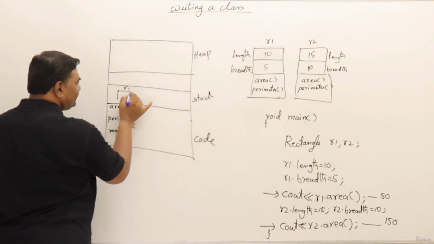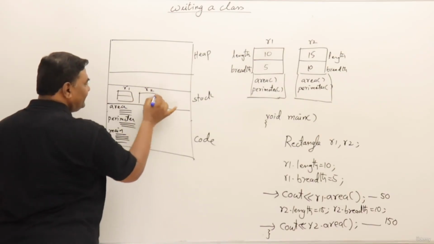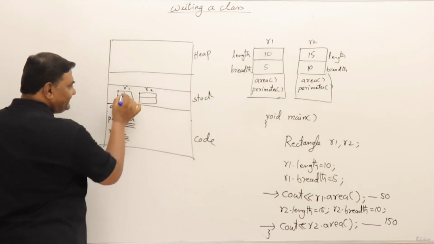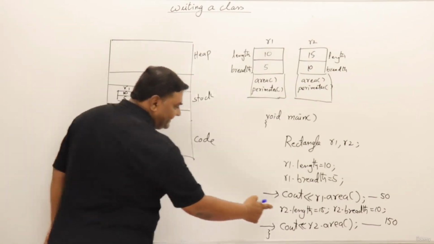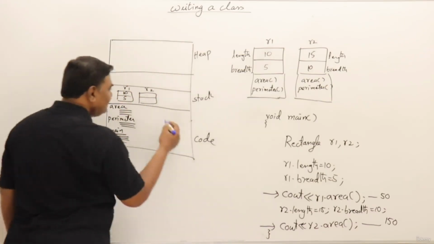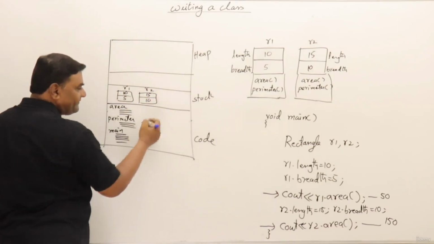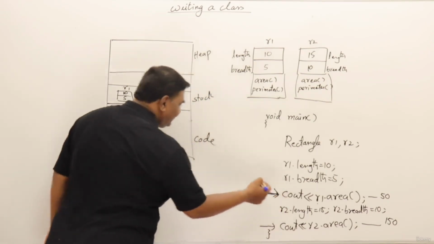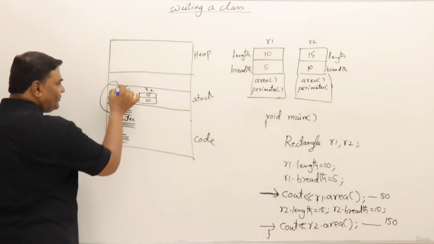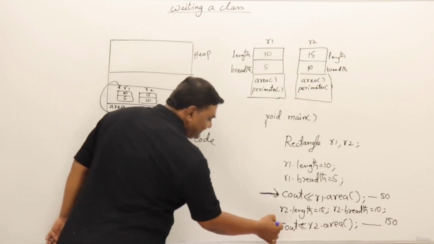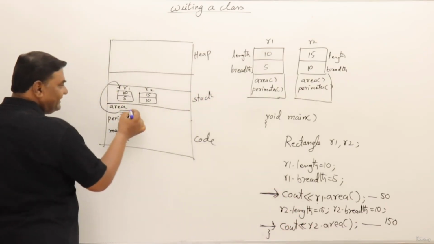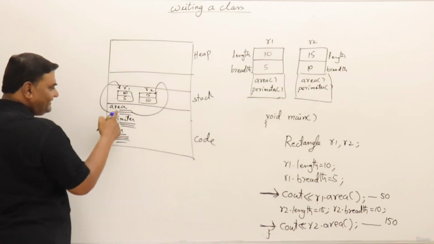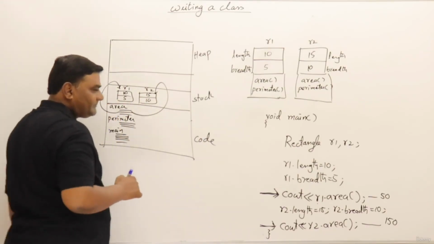So R1 will have its own length and breadth. R2 will also have its own length and breadth. And when you said R1 dot length, this member is accessed, 10 and this is 5, then when you said R2 length and R2 breadth, then this is 15 and 10. Then when we said R1 dot area, this line, so this area function is called over R1, and when we said this line R2 dot area, then this area function is called over R2 object. So it will multiply these two and give the result. This time it will multiply these two and give the result.